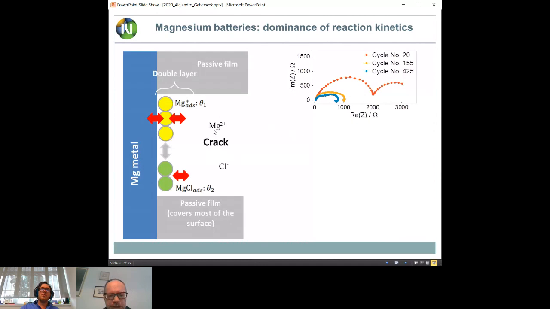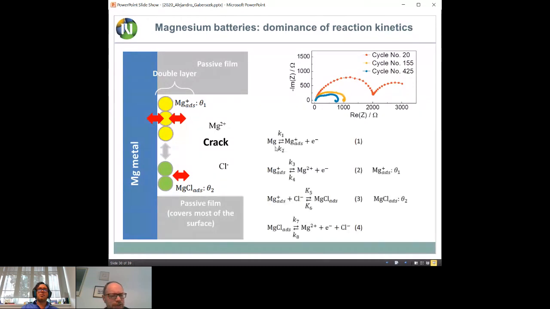How do we see this? When you activate magnesium, you crack the passive film that you always have on your magnesium, and you have a crack, and here you have some fresh metal. And now on this metal, there are some reactions that depend on what you have in your electrolyte. And then this gets quite complex.